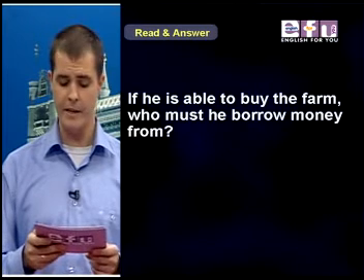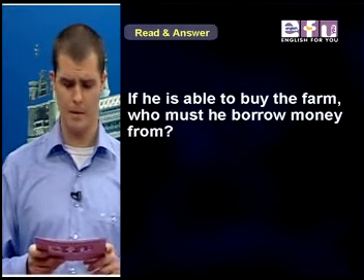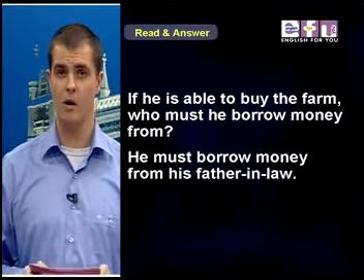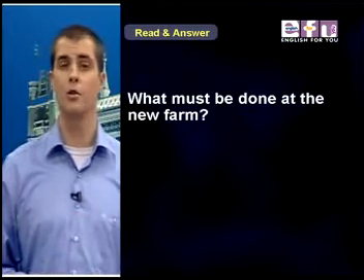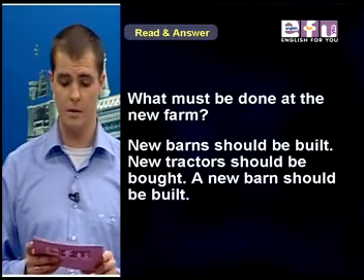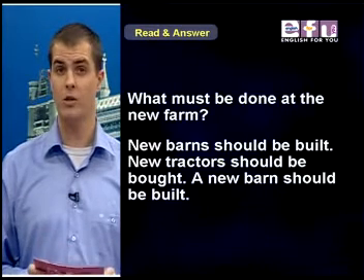Number five, if he is able to buy the farm, who must he borrow money from? He must borrow money from his father-in-law. Number six, what must be done at the new farm? New barns should be built. New tractors should be bought. A new barn should be built.